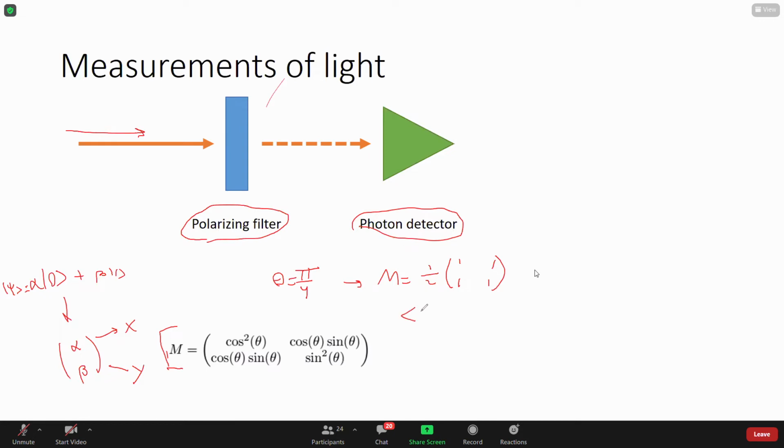And again, we could in principle now calculate psi M psi, so that's the probability we get a click, which in this case is 1/2 here, and then we get alpha star 0 plus beta star 1, times the matrix 1, 1, 1, 1, times alpha 0 plus beta 1.